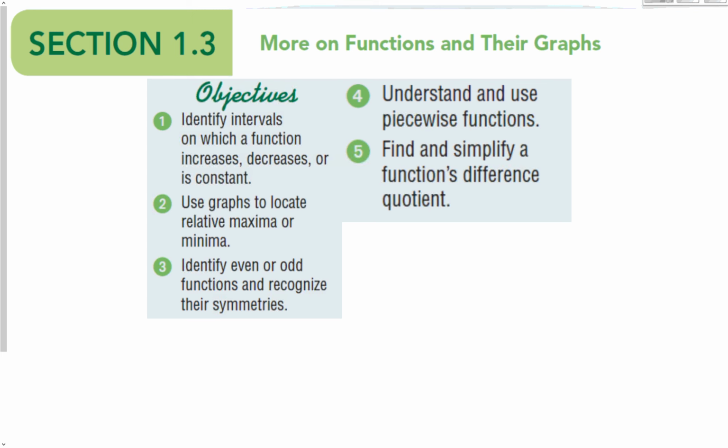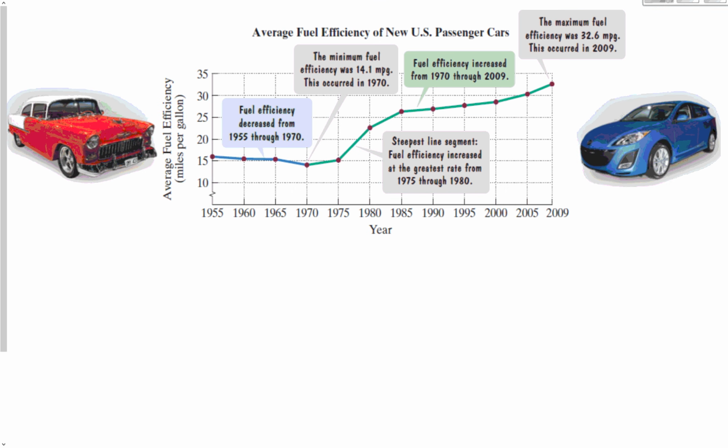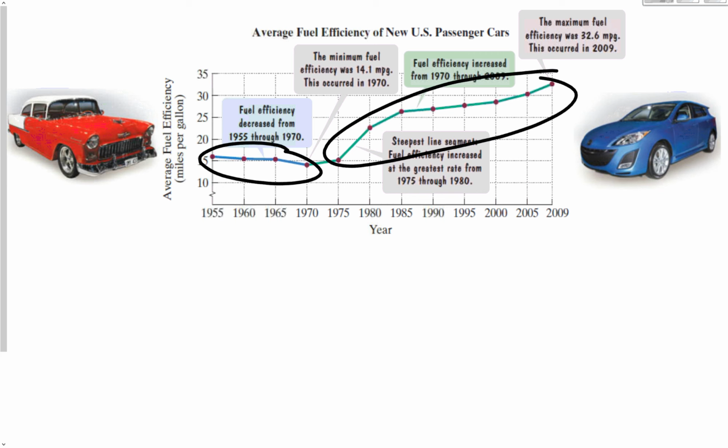So in this section, we are going to be doing a lot more with how functions work and with their graphs, as you can see. So let's start with this graph right here. Pretty simple graph. It talks about the average fuel efficiency of new U.S. passenger cars. Okay? And clearly, we can see that I have a trend for the blue part of the line, and then a trend for the green part of the line.